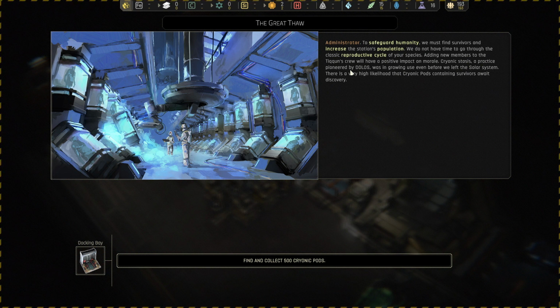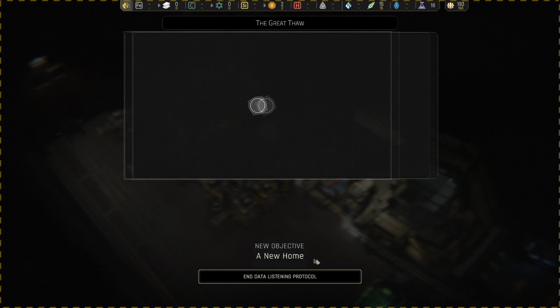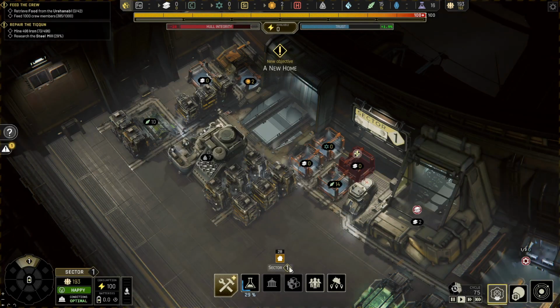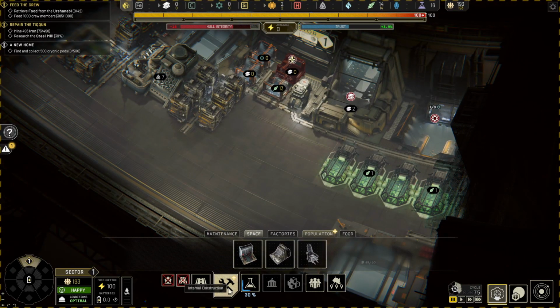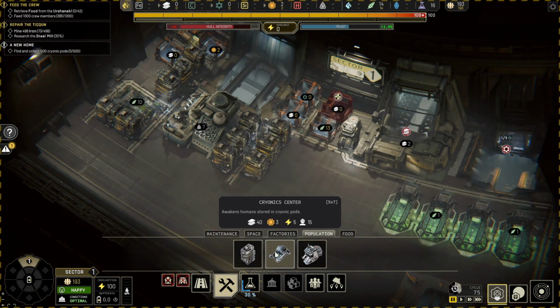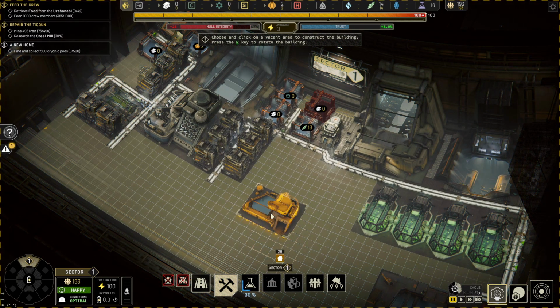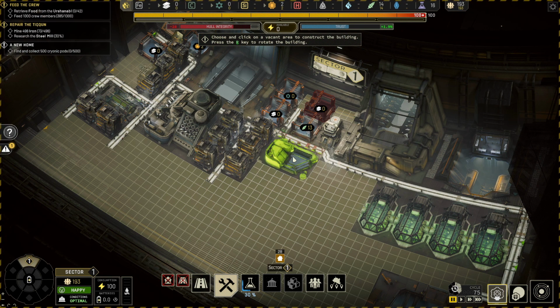Cryonic stasis, a practice pioneered by Dolos, I mean, I'm one of the early pioneers, so yeah, was in growing use even before we left the solar system. There is a very high likelihood that cryonic pods containing survivors await discovery. So basically, find people who are lucky enough to be stored in cryonic suspension and bring them in. And we did actually unlock the tech for that. We've got cryonic sensors. These sensors will allow us to start bringing in pods and reviving them. Though it's not 100% beneficial, I will very hastily add.